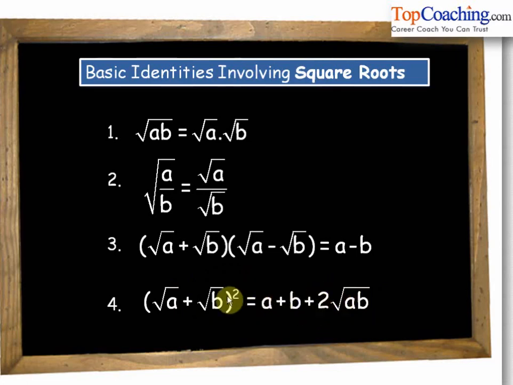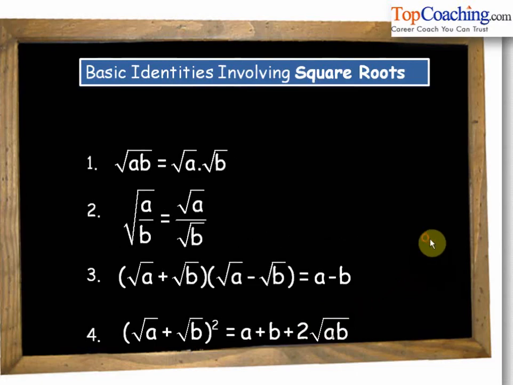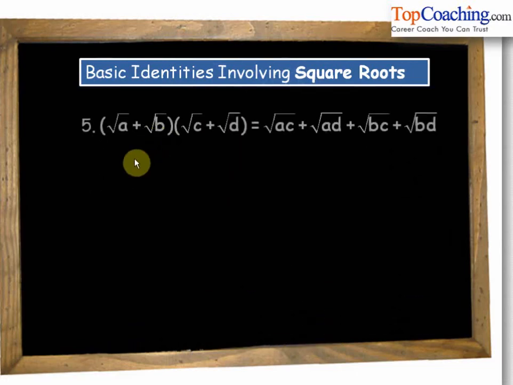Now why is this so? If we expand this term, we get under root of A whole square plus under root of B whole square plus 2 times under root of A into under root of B. So from that we get the result as A plus B plus 2 times under root of AB.